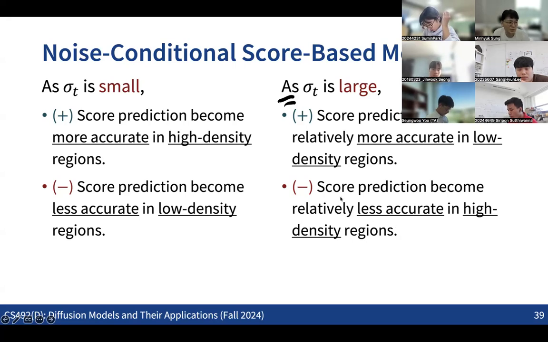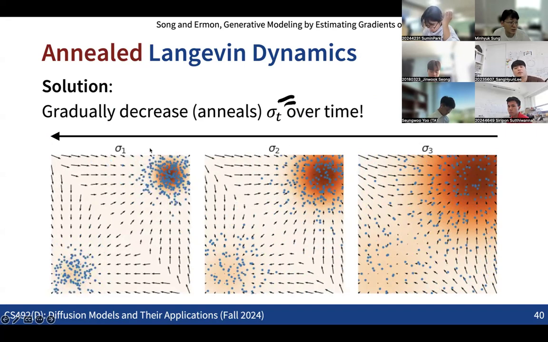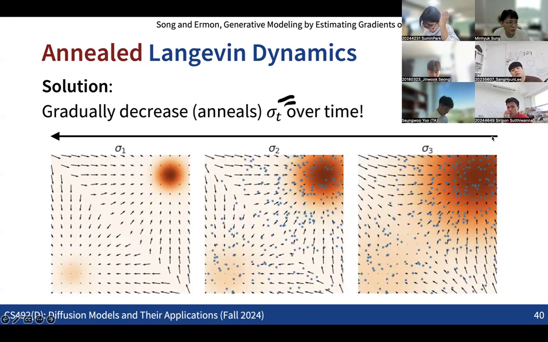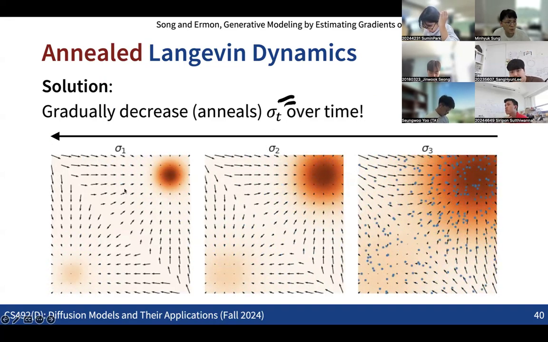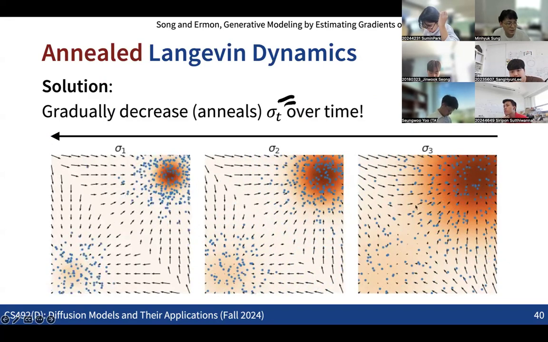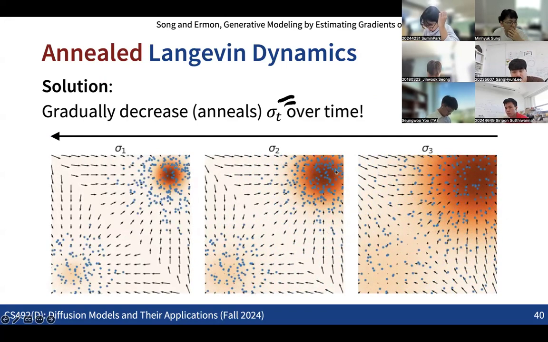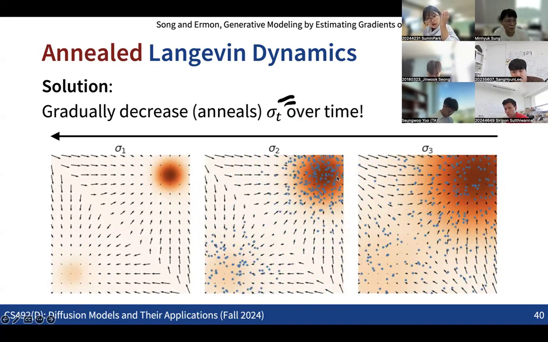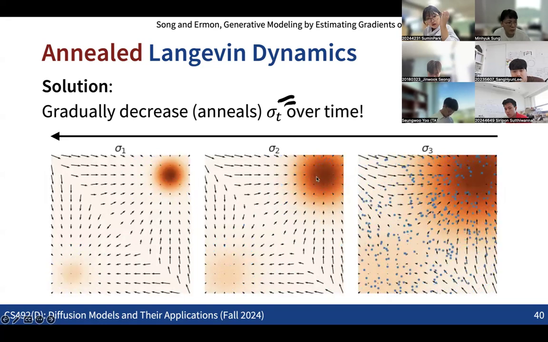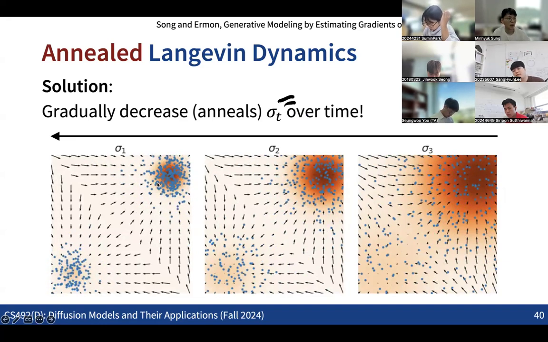So what we typically do as a solution for this is vary the variance over time. Over the time of the Langevin dynamics procedure, we can start from a high variance here, so that we also have a good prediction in the low density regions. But after a few steps, the samples become more concentrated on the high density regions. Now we need better predictions of the score in the high density regions, so we decrease the variance over time, getting better scores in the high density regions.